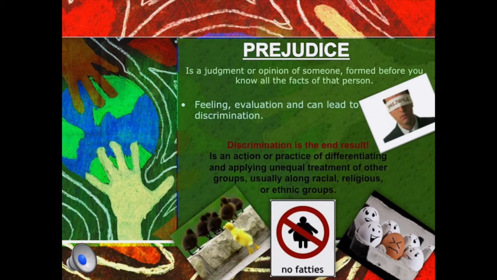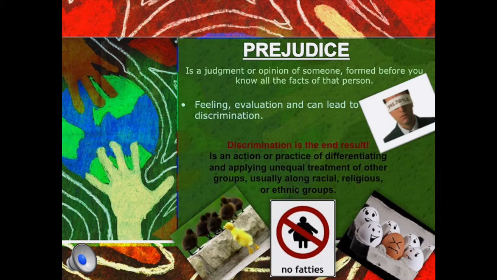Prejudice is a judgment or opinion of someone formed before you know all the facts of that person. It's basically prejudgment. It's a negative feeling towards people who belong to a particular social group. It's also a negative evaluation of the group that can lead to discrimination. There are also different types of prejudice: age, religious, ethnic, appearance, physical disadvantages, race, sex prejudice, economic and class prejudice.